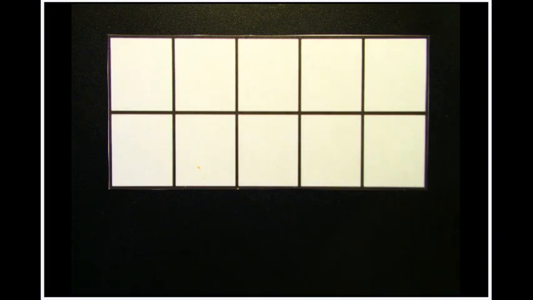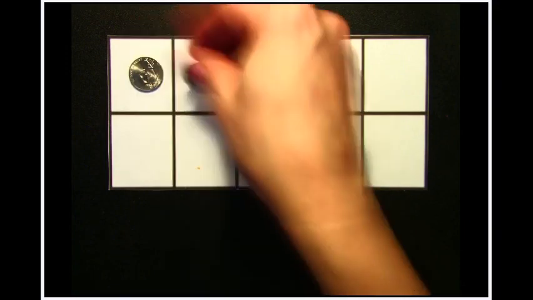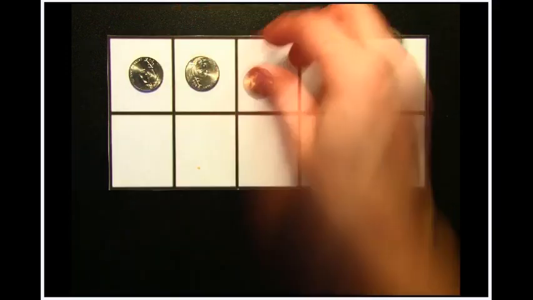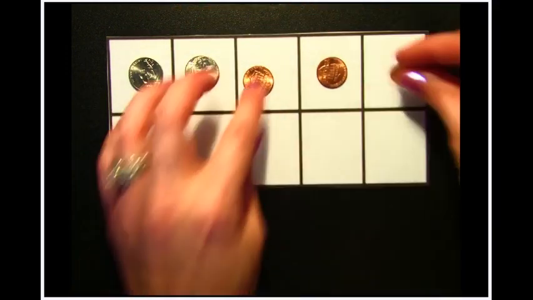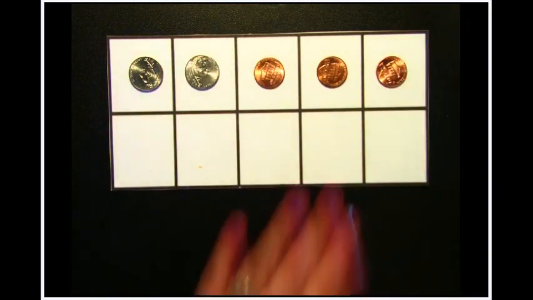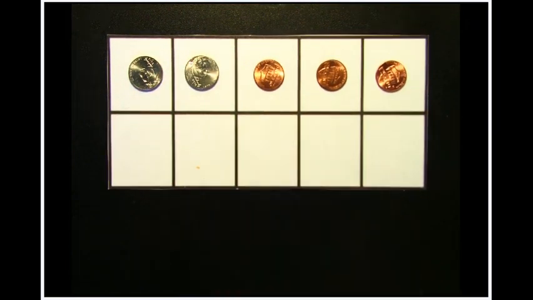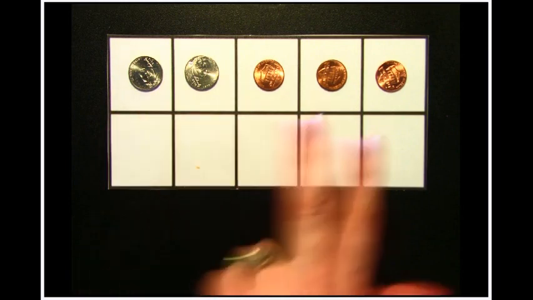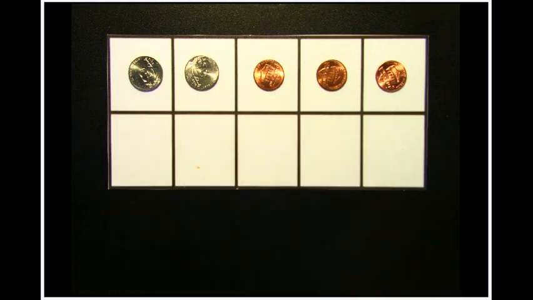No 2-colored counters at your house? Most people don't have these either. Try using something like coins. I could compose a number here using nickels and pennies. What number did I just compose? That's right, 5. 2 and 3 makes 5.